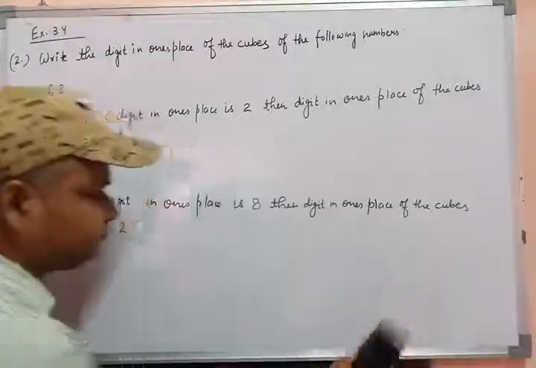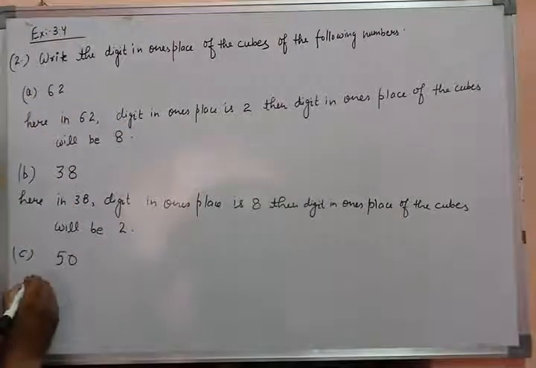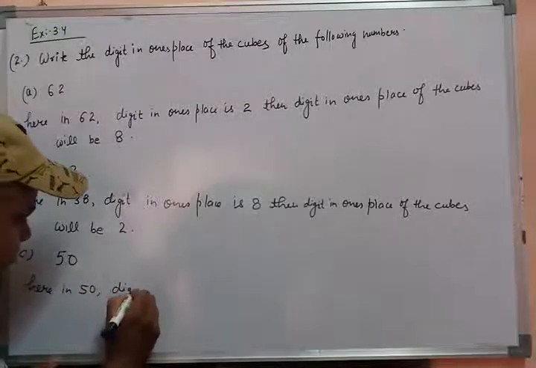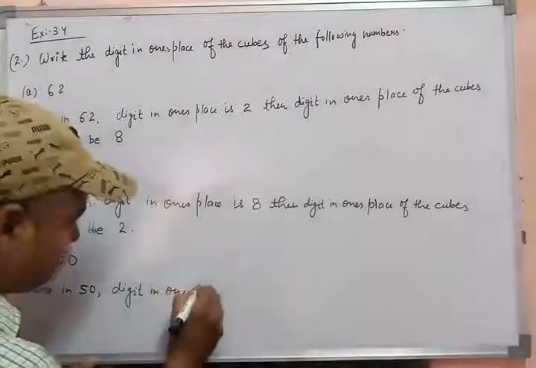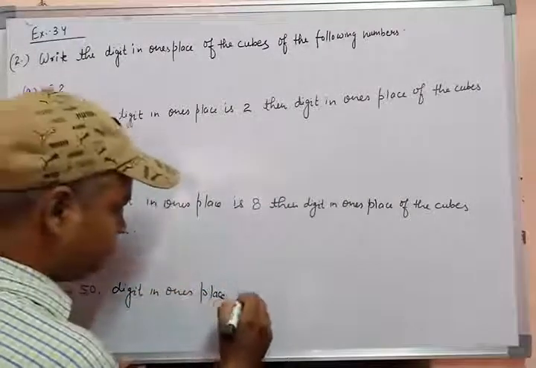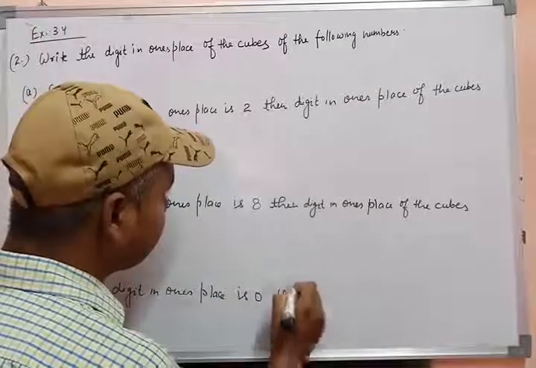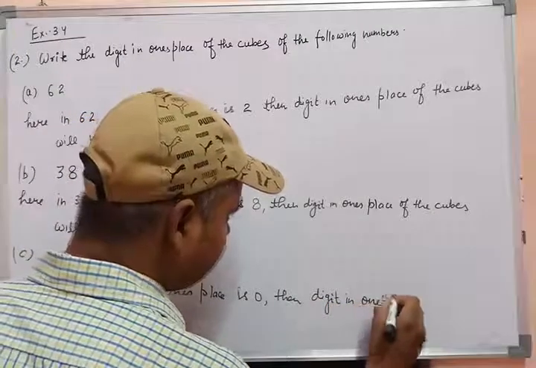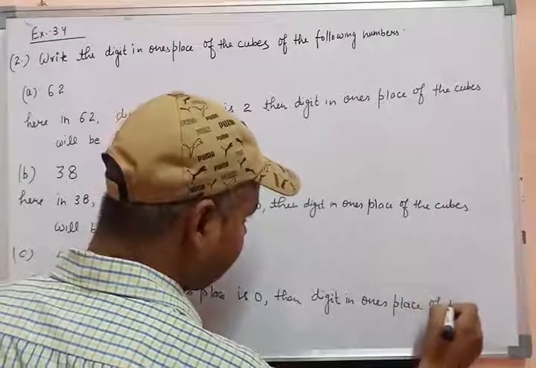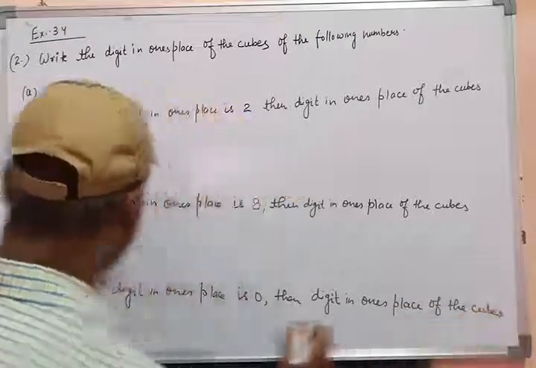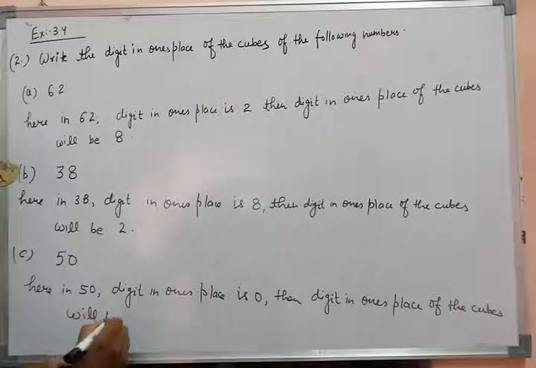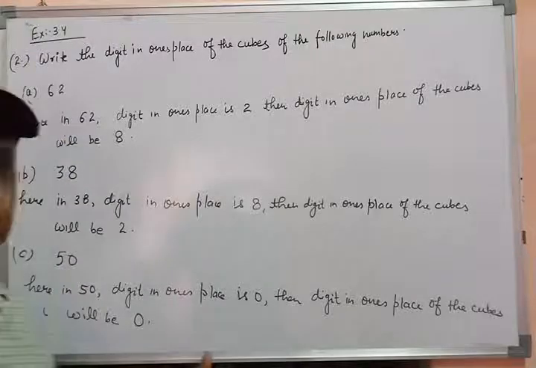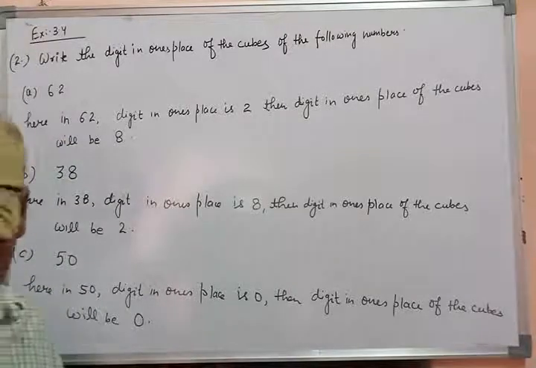Okay, so you have to write that here in 50, the digit in ones place is 0, then the digit in ones place of the cube will be 0. Okay, so students, before moving on to the next question, pause the video to note it down in your copy or take a screenshot.